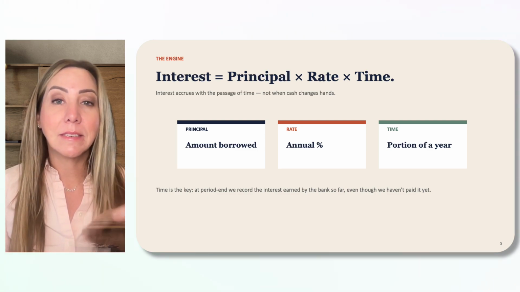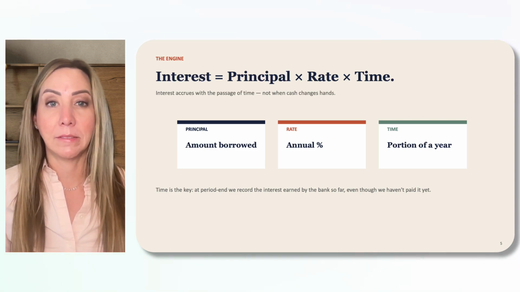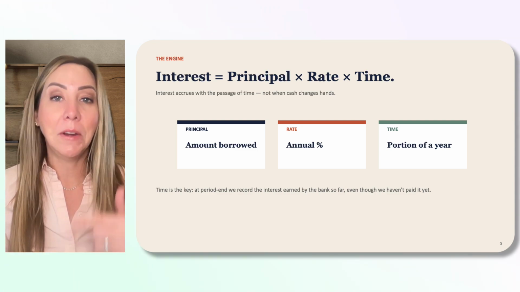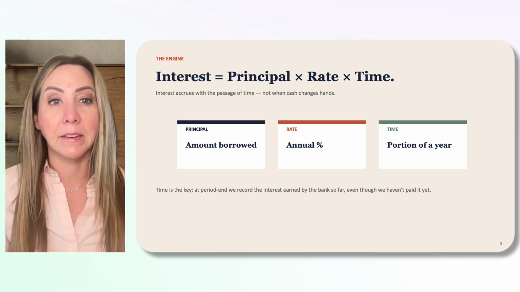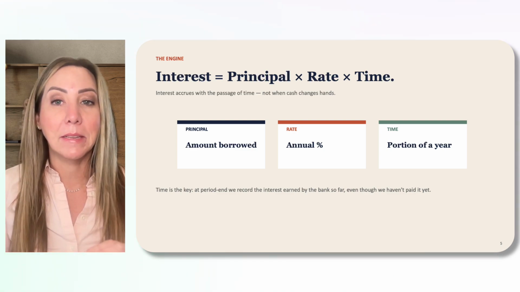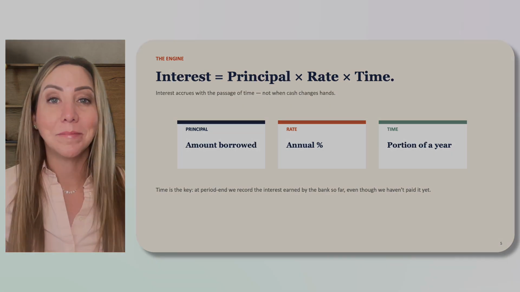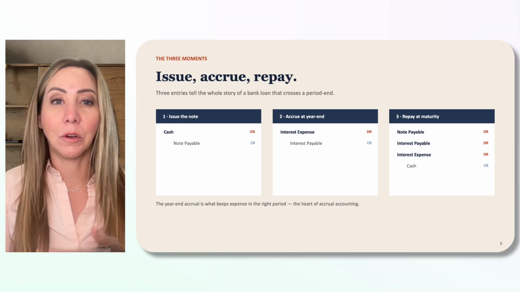That last piece, time, is a critical component for accounting purposes. Interest accrues with the passage of time. It doesn't wait for a payment date. So if you borrow money in October and your accounting period ends December 31st, you've racked up about 3 months of interest by year end, even if you haven't paid a cent of it yet. That interest is a real expense of this period and a real obligation at year end, so we have to record it.